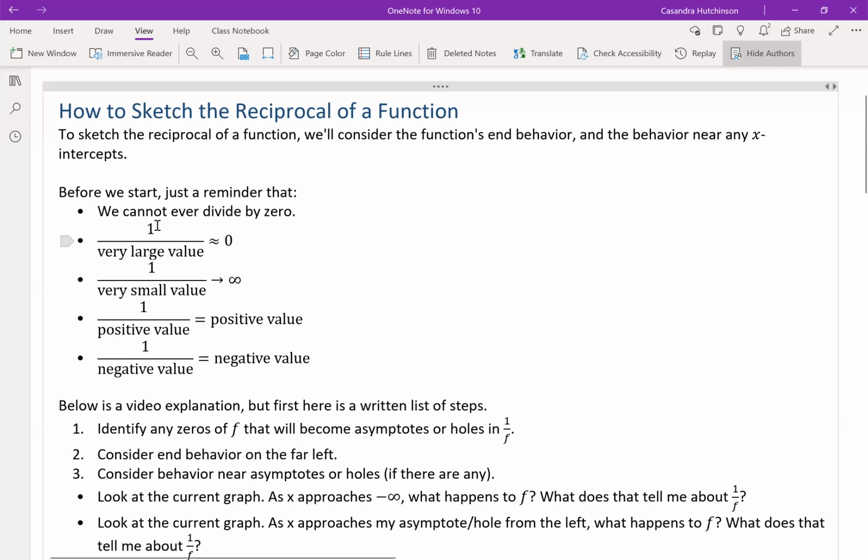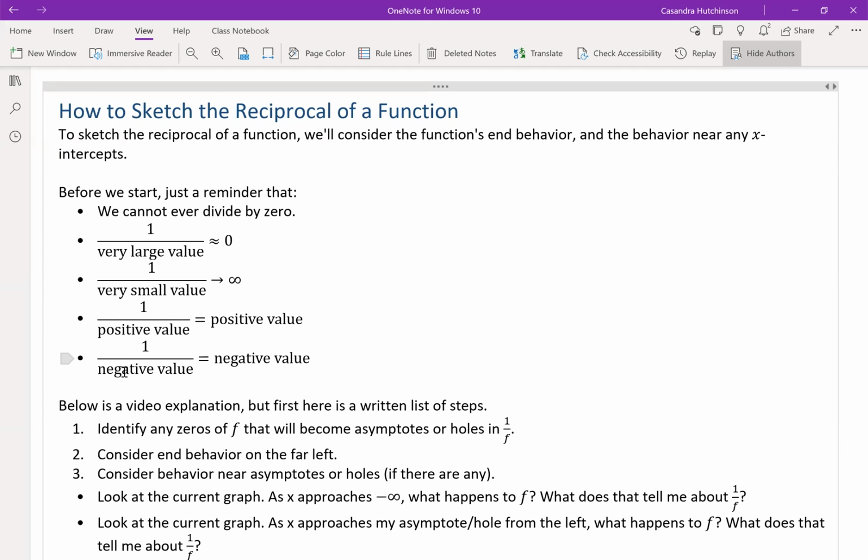We should remember that 1 divided by a very large value is very close to 0. Like 1 divided by 1,000,000, for all intents and purposes, is 0. Whereas the reverse, if I have 1 divided by a very small decimal, that will be infinity. And then it's important to remember that if I divide by a positive number, it doesn't change the sign. So 1 divided by a negative number will still be negative. 1 divided by a positive number will still be positive.